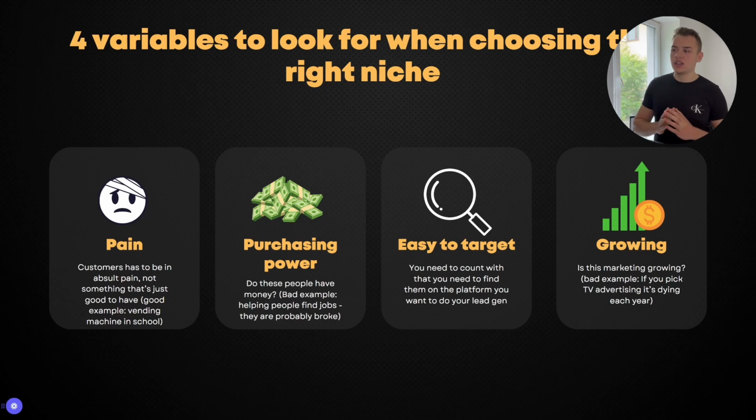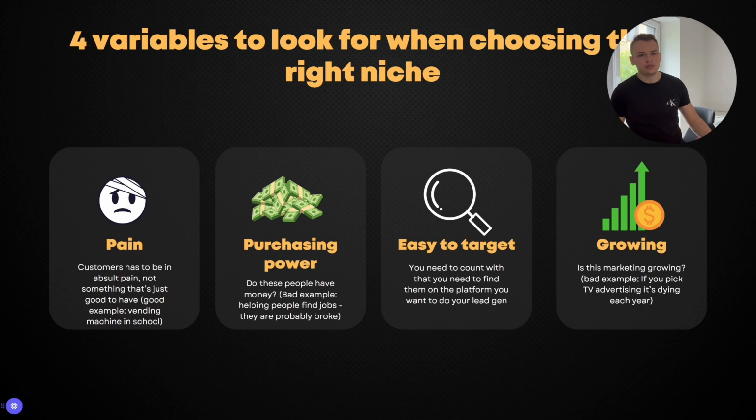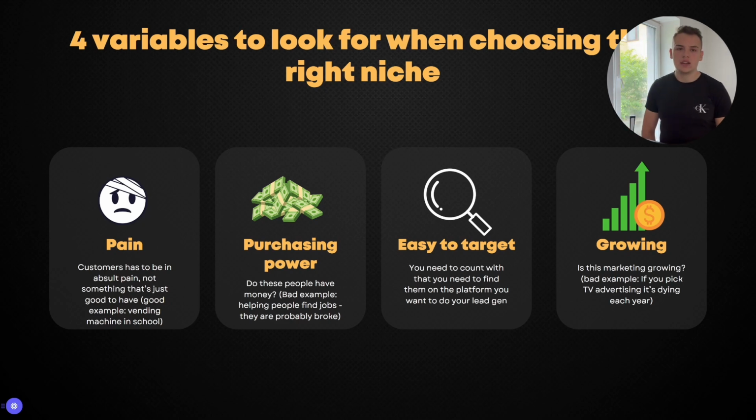And the next thing is growing. Is this market growing? For example, if you take TV advertising, it's dying each year, okay? If you are targeting people that want to do advertising on TV, you know that the niche is going down each year and fewer people are interested in this. So pick a niche that is actually growing. For example, if you pick AI, then it's growing rapidly. So then you know that it will grow in the future and that you have bigger potential to make even more money in this niche, okay?